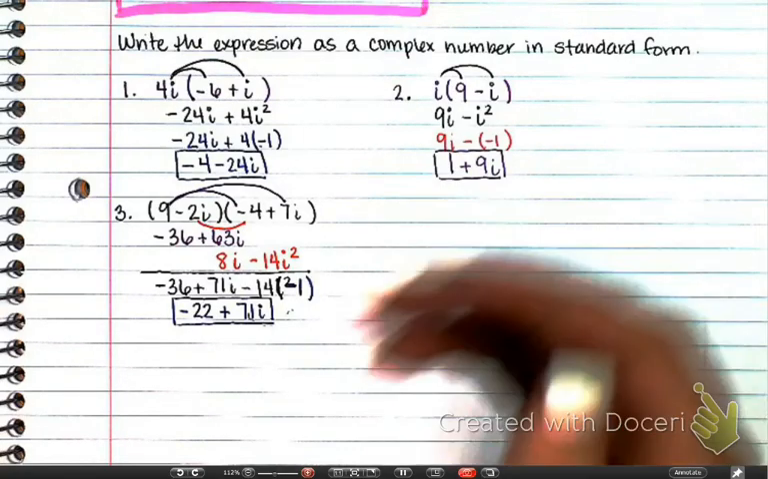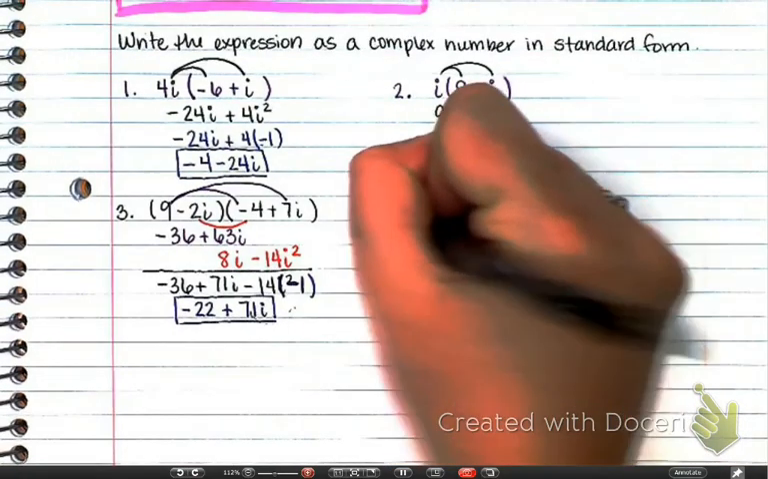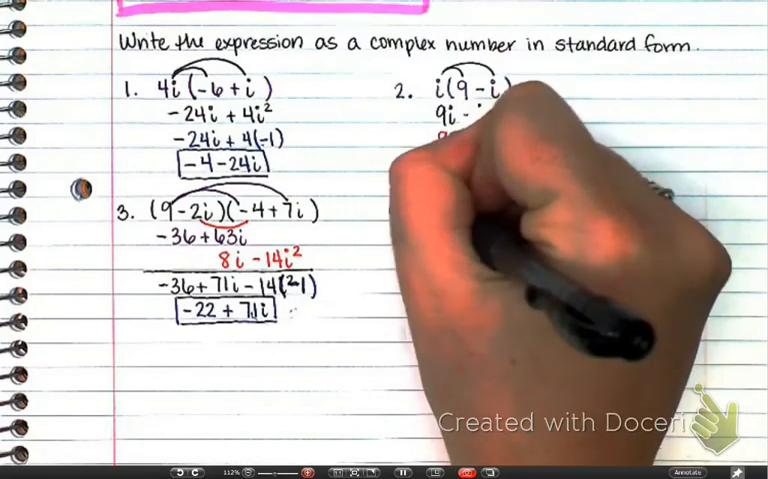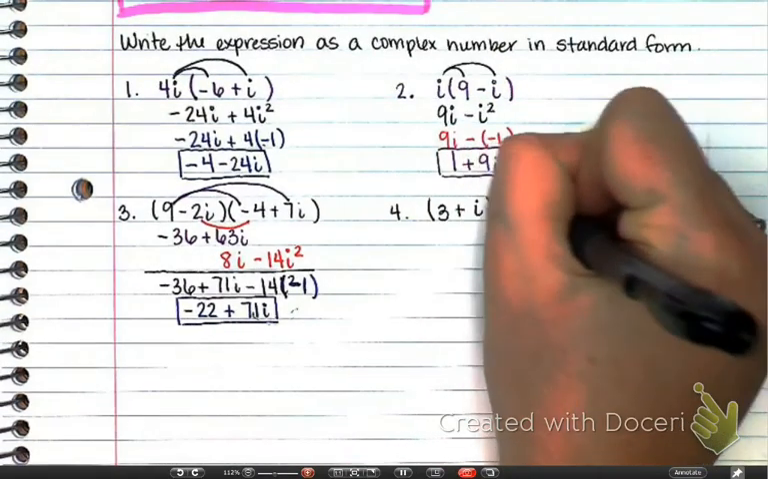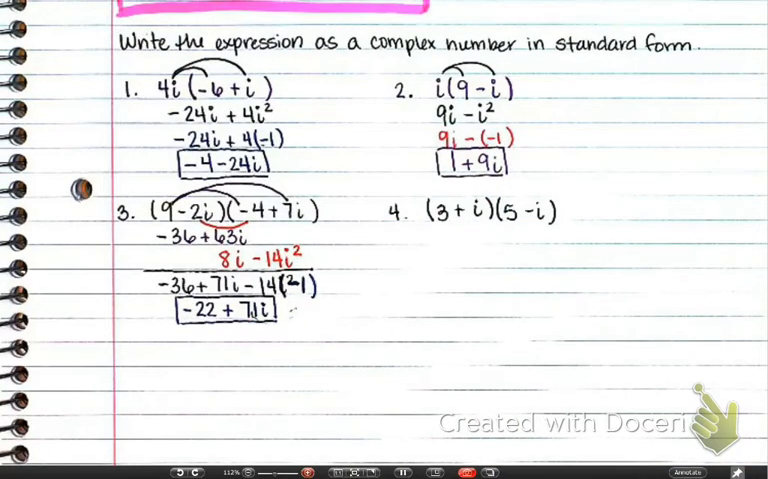Yeah? Okay, let's do this one together, and then I'll have you do one on your own. And I'm going to do this one with the box because I want to show you kind of how I can organize it. So 3 plus I times 5 minus I.